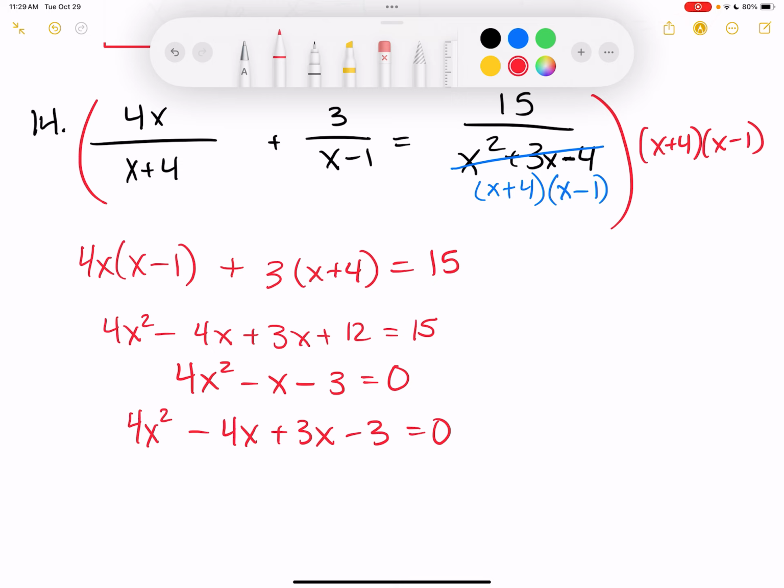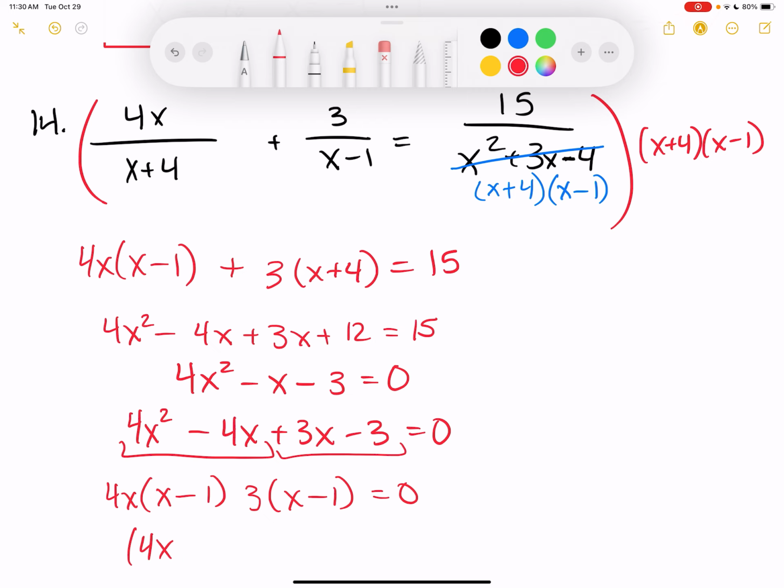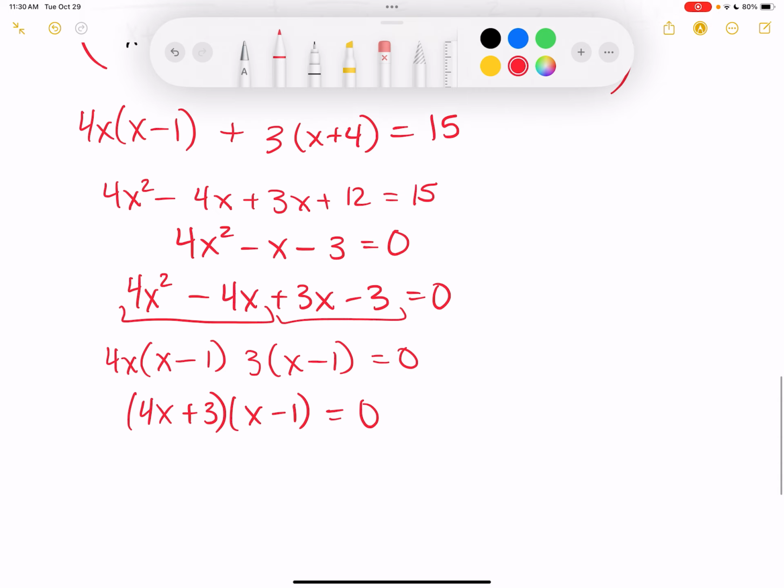At this point then, I factor by grouping. Can take out a 4x, and I'm left with x minus 1. Take out a 3, left with x minus 1. So I'll end up with 4x plus 3 times x minus 1. So then I'll get x equals negative 3/4 or x equals 1. And then I need to check these.